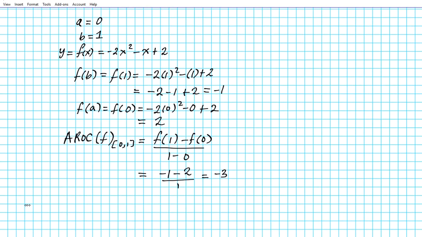So the average rate of change of f or y on the interval 0, 1 is negative 3. So, okay, that's that. Alright, let's take a look at another example.